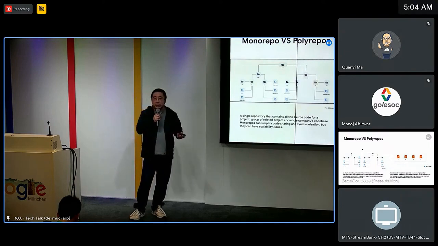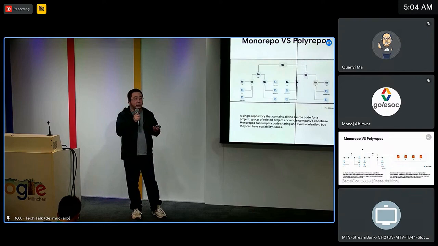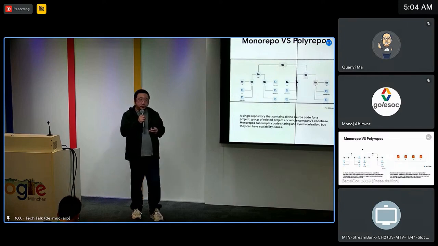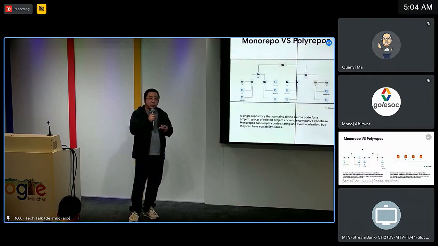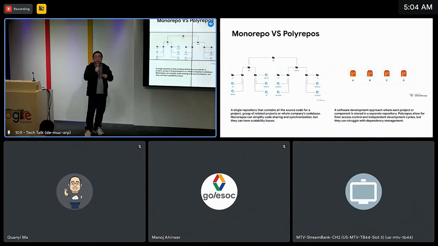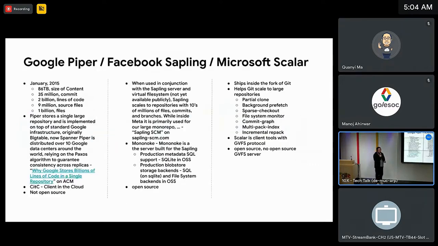On the other hand, we have Polyrepos. Polyrepo means each component or project has a separate repository. This approach becomes a challenge when we have multiple projects with multiple dependencies. Keeping the projects up to date across repositories makes the dependencies complex. So let's see how big companies handle their Monorepo.